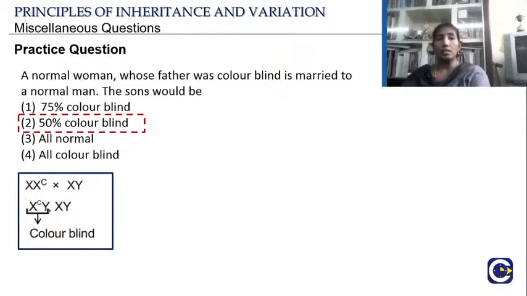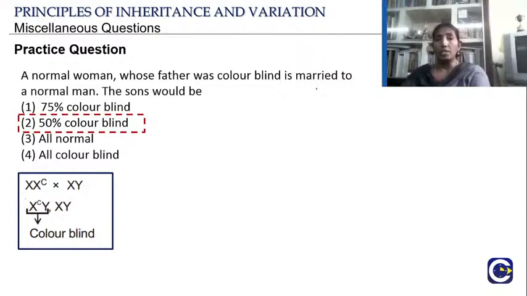As I said, because the father is colorblind, the father will always give it to the daughters, and from the mothers it goes to the sons. So you can see that there is always a 50% chance for the sons to be colorblind. Okay, so a normal woman whose father was colorblind is married to a normal man. You understood? There's a normal woman, but whose father, that means the grandfather we are talking about, was colorblind. That means this woman would be a definite carrier.